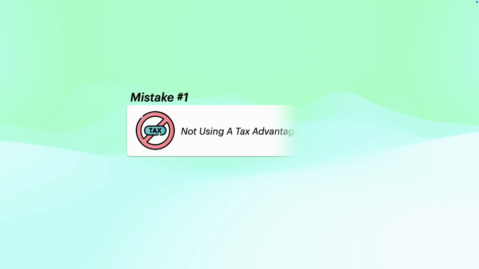So in no particular order, let's start off with mistake number 1, which is not using a tax advantage account. Okay, so over in the UK, you have 2 types of investment accounts, a general investment account and a stocks and shares ISA account. And here's how they work in practice.